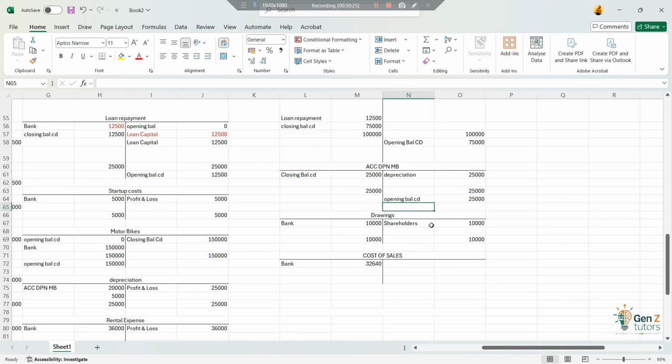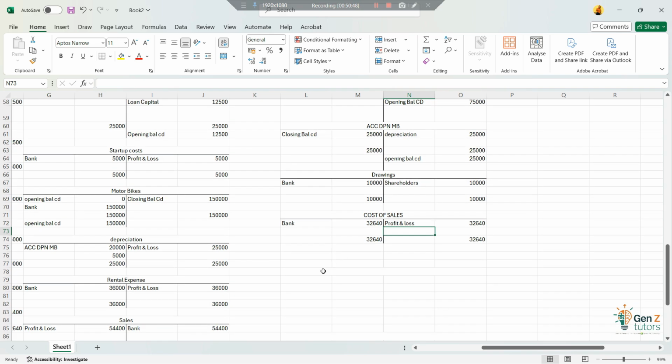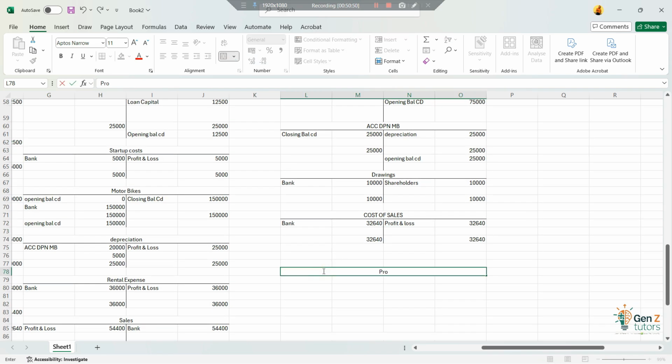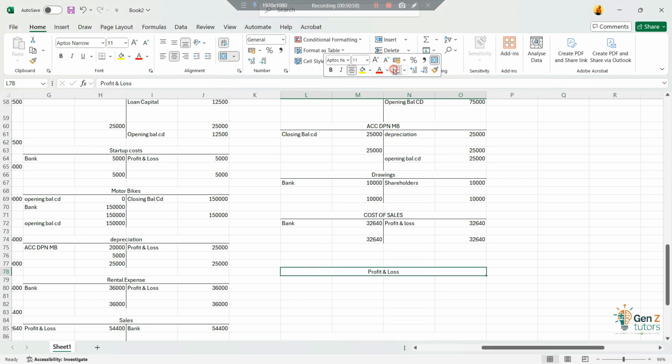Then our drawings account is already closed off, and then the cost of sales account, since it's part of the P&L situation, we close it off to the profit and loss ledger. Then now, since we've closed off things to the profit and loss ledger, now we need to go and create the profit and loss ledger. You understand? So now you have the profit and loss ledger over here. Now we need to make adjustments to the profit and loss ledger.